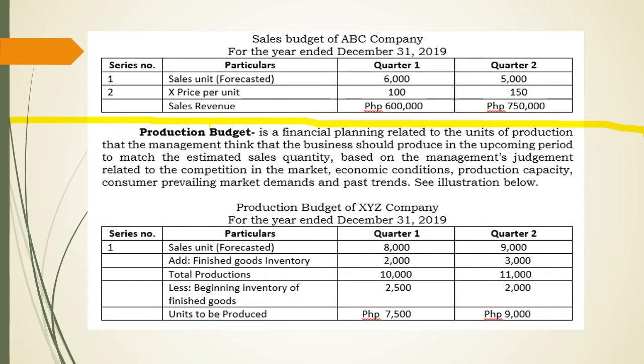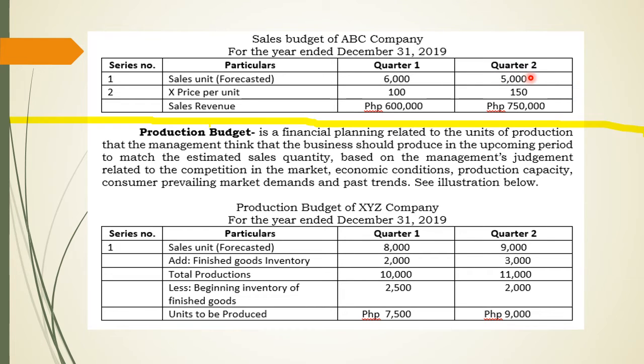So this is an example of the sales budget, kanang above the yellow line. Okay, so first you will write the heading: Sales Budget of ABC Company for the year ended December 31, 2019. Say for example sa quarter 1, the first three months, your sales unit forecasted is 6,000 times per unit, tagpila ang isa, is 100. So 6,000 times 100, you arrive at 600,000 sales revenue for the first quarter.